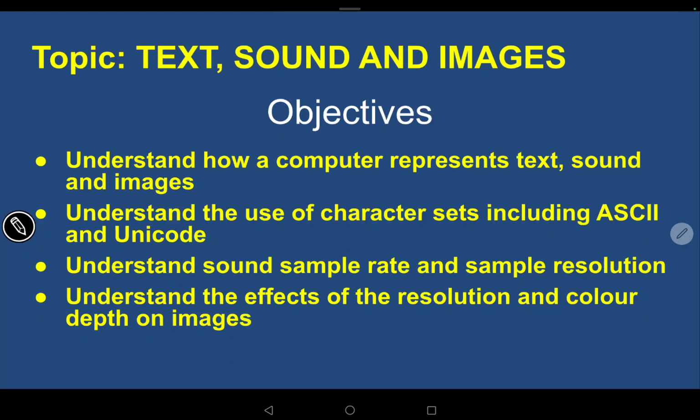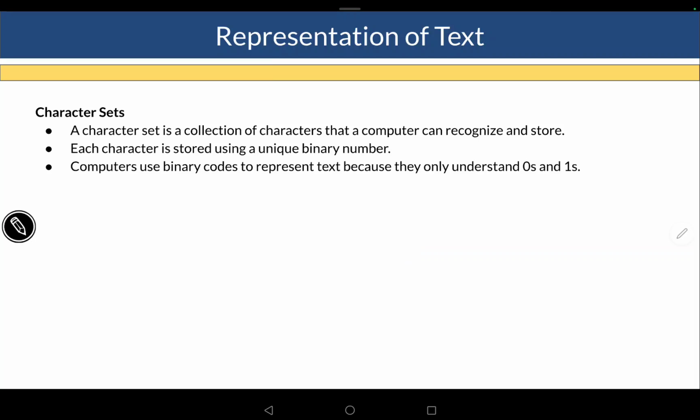In this video, we're going to look at the topic text, sound, and images. And at the end of this lesson, you should be able to understand how computers represent text, sound, and images. You should also be able to understand character sets, including ASCII code and Unicode. Also, you should understand the definition of sample rate and sample resolution, and the effect of the resolution and color depth on images. Now, let's go to character set.